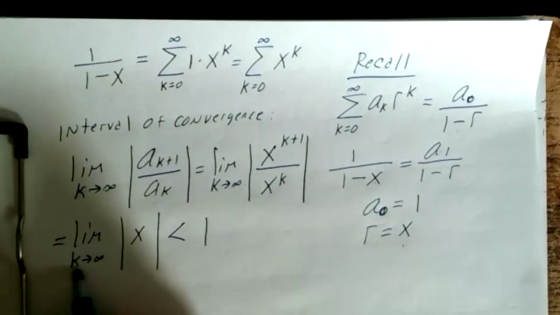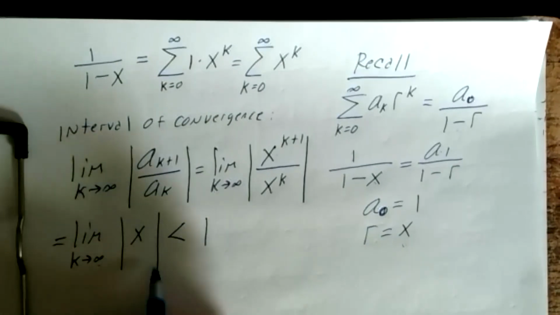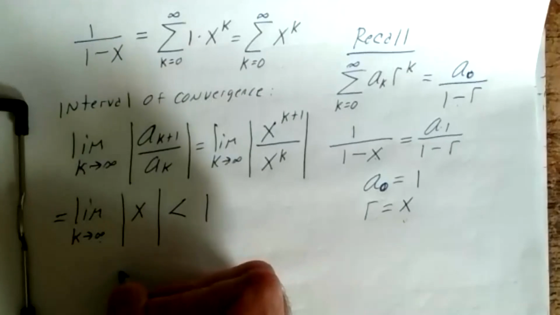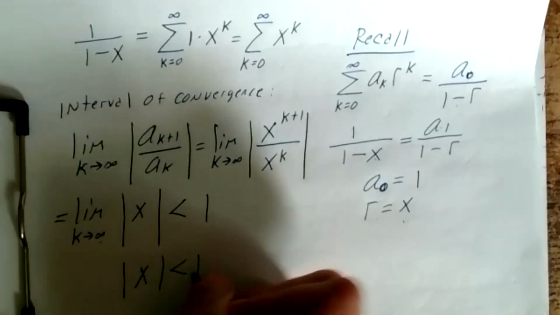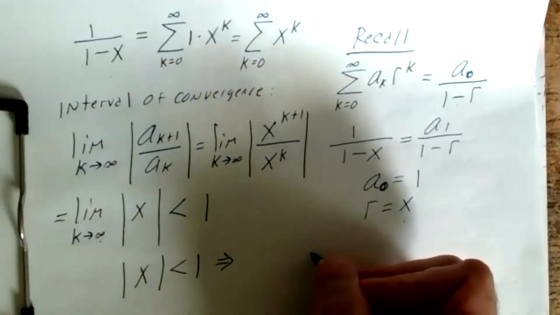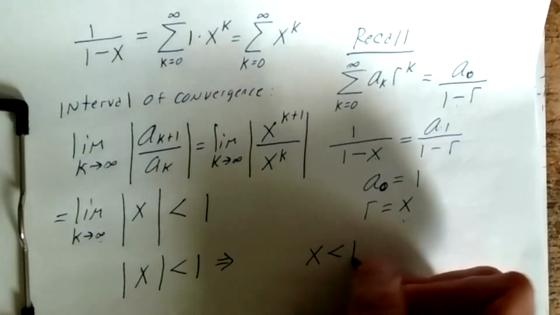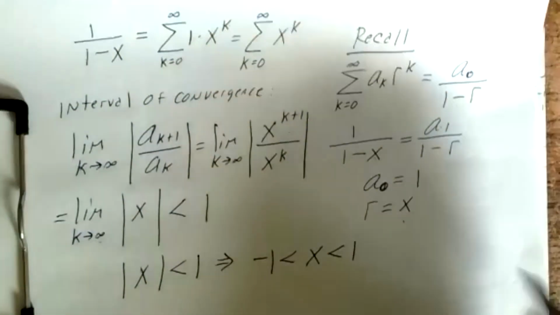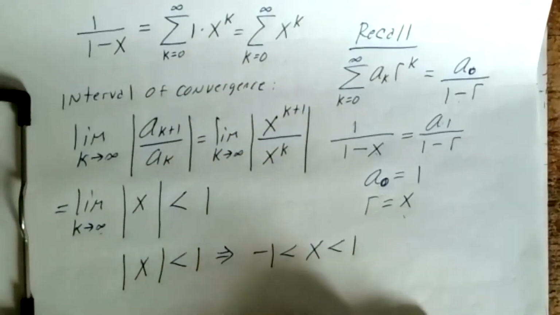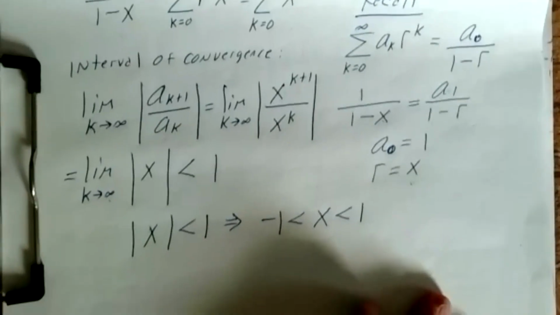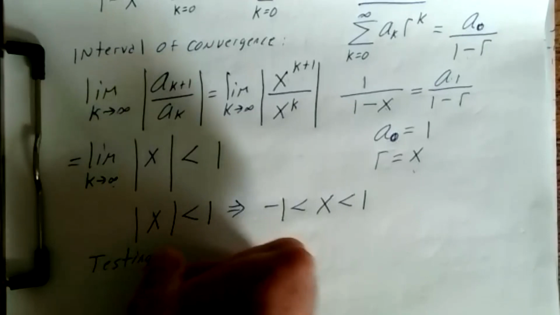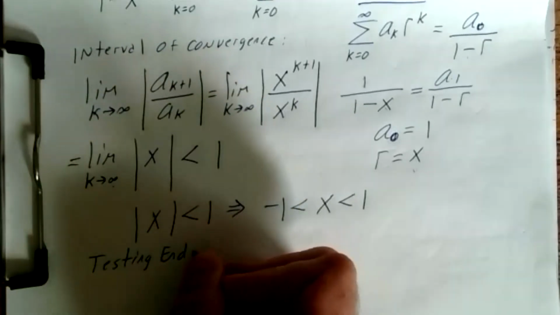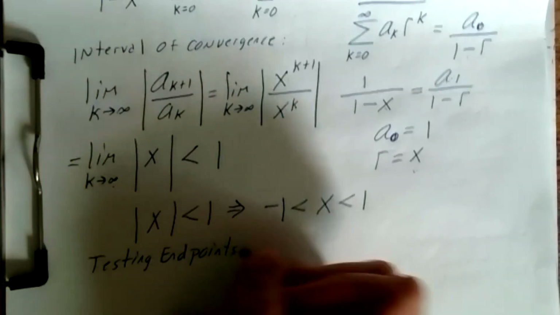Now notice the limit as k approaches infinity no longer has any relevance here because we don't have k appearing anywhere in here. So therefore, we can conclude that the interval of convergence is the absolute value of x being less than 1, which implies that x is between -1 and 1. This would be your interval of convergence. You might want to test the endpoints to see if your series is convergent at the endpoint.